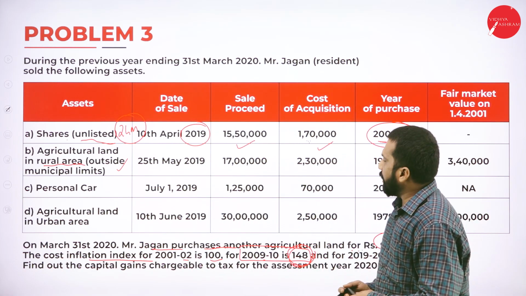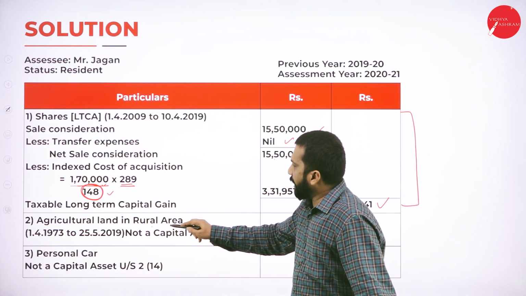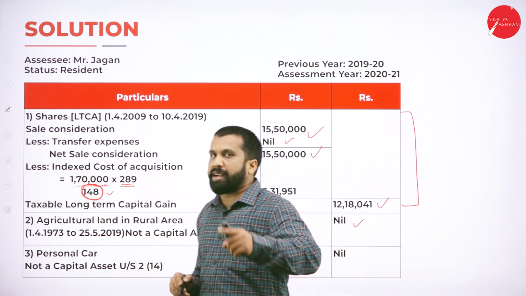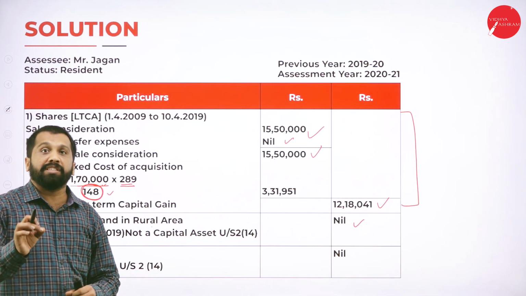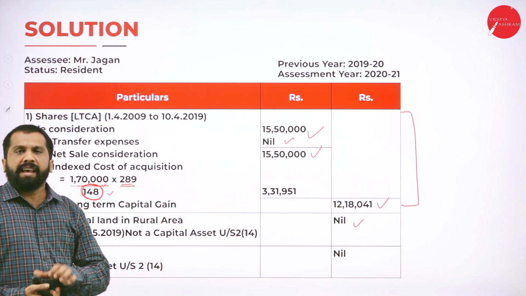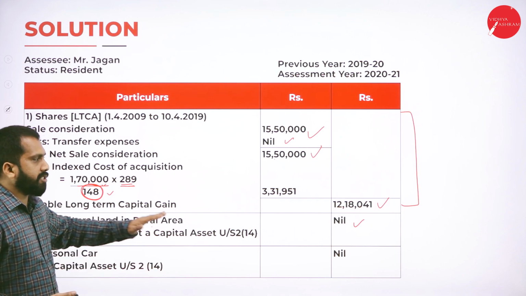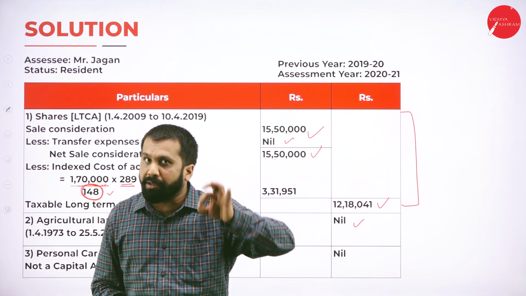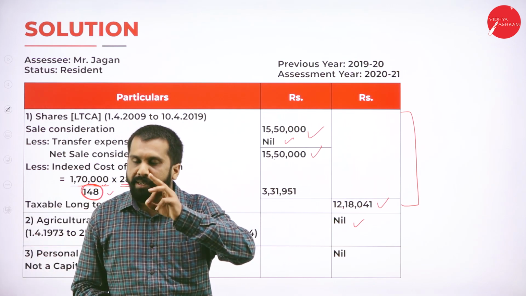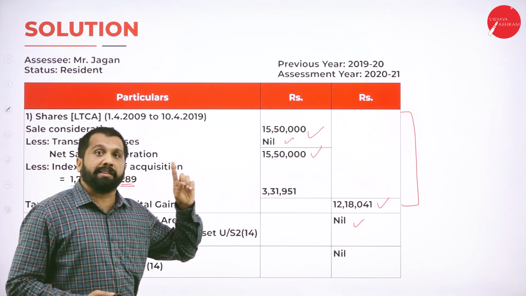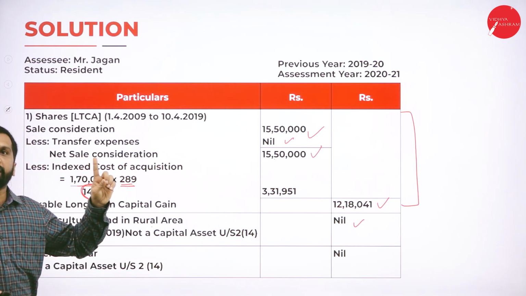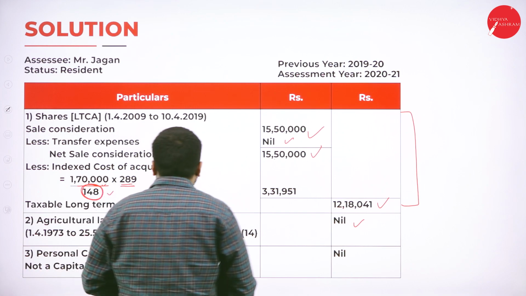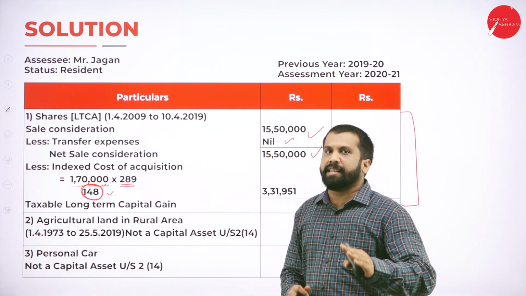Agriculture land in rural area, I'll go to the answer. Agriculture land in rural area is always nil. Why is it nil? Again, go back to your session 1. In that I have mentioned which are not capital assets. Any agricultural land in rural area is not a capital asset. Hope you are clear. Go back to session 1. Now we are getting why I explained that theory. It will help you while doing this problem. Clear? Good. Other than this, nothing is there in your capital gain.